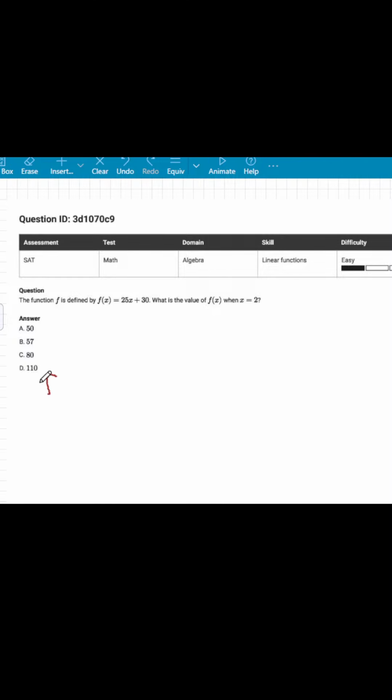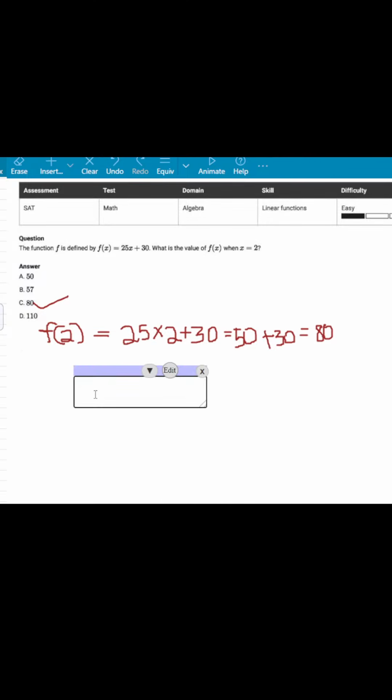You can just write it as f of 2 equal to 25 into 2 plus 30, and that will be 50 plus 30, and it will be 80. So this is the correct answer, C. So let me write that down. Okay.